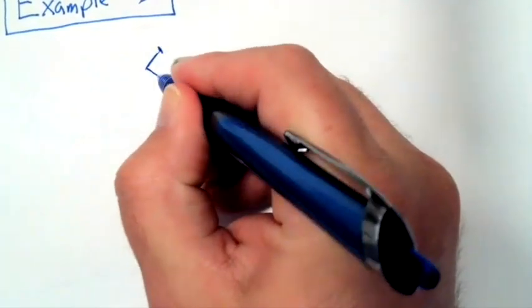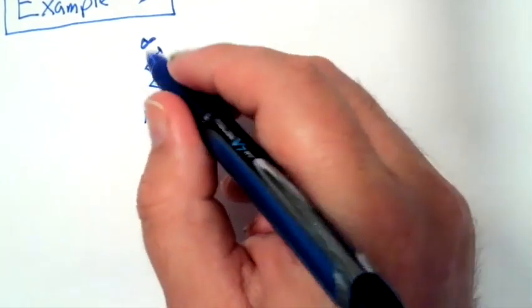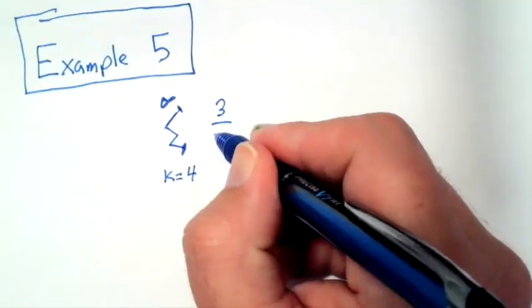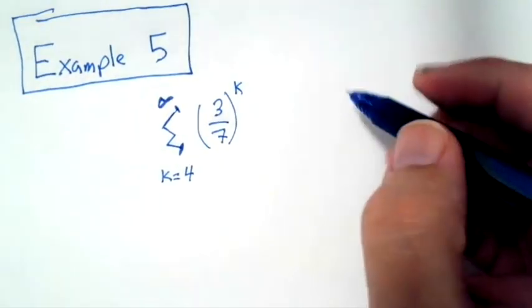Absolutely amazing. One more thing let's look at that's just a basic structural variation, and that is, what if this doesn't start at 0? So what if I have the sum from k equals 4 to infinity of 3 over 7 raised to the k? There are two different things I can do here, and I'm going to show you both of them.